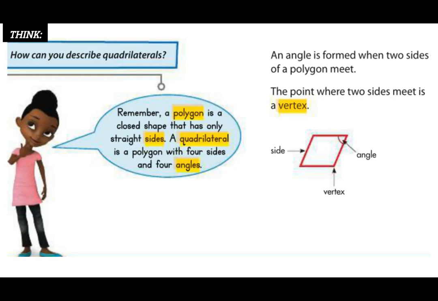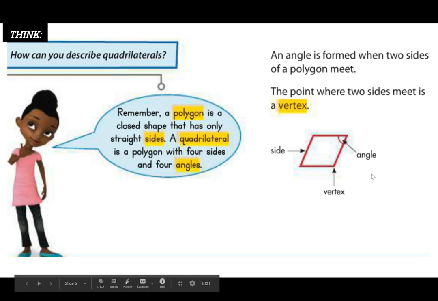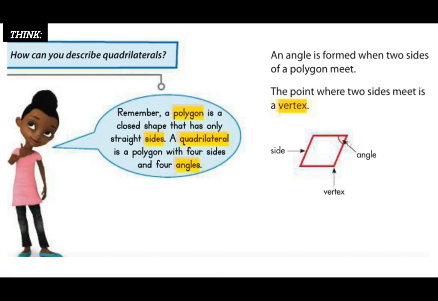So think, how can you describe quadrilaterals? They are polygons with straight sides. There are 4 sides on them and 4 angles. And when you think about the angles right here, that's where 2 sides of a polygon meet, okay? And the point that they meet is called a vertex. When there is more than one vertex, we call them vertices. That's the plural word. Sides are what make this shape, and sides can also be called edges.